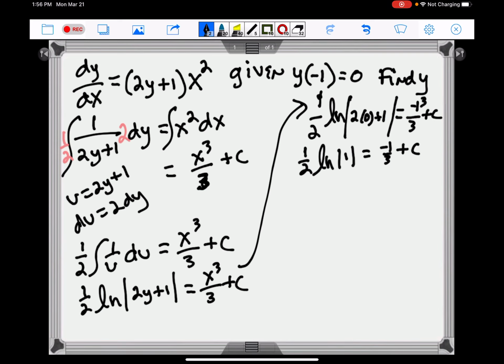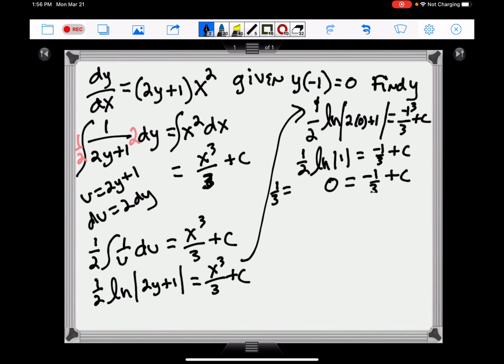What's the natural log of 1? Oh, it's zero. Boom, baby. I knew that. Wait, it is? I have forgotten all of this. Pretty cool. Is this the calculator portion? No way. We can actually find C.